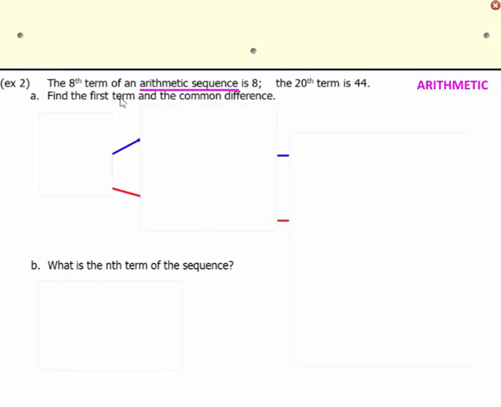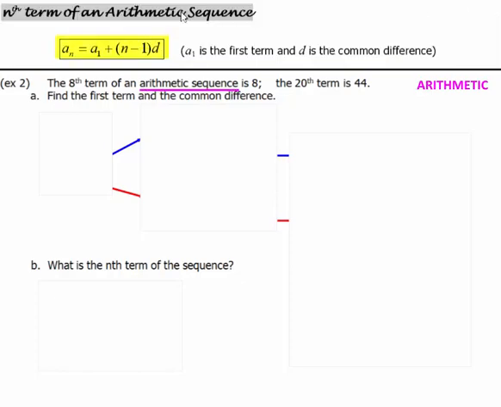In the next example, again, it says arithmetic. So now you know the formula you're allowed to use. This time it says to find the first term and the common difference. So we know the 8th term and we know the 20th term. So what we can do is we can use both of those and we'll set up a system of equations.